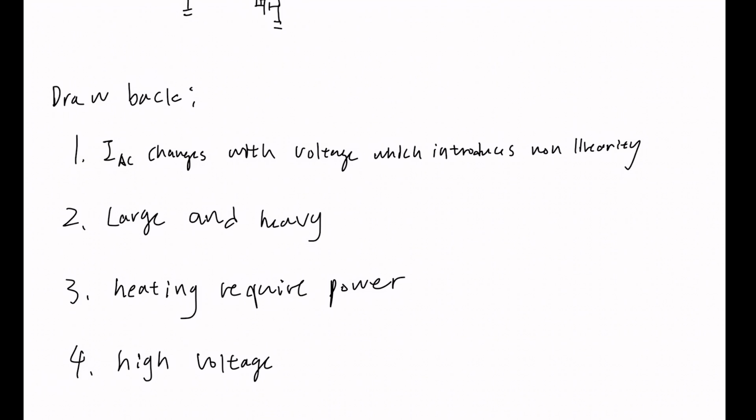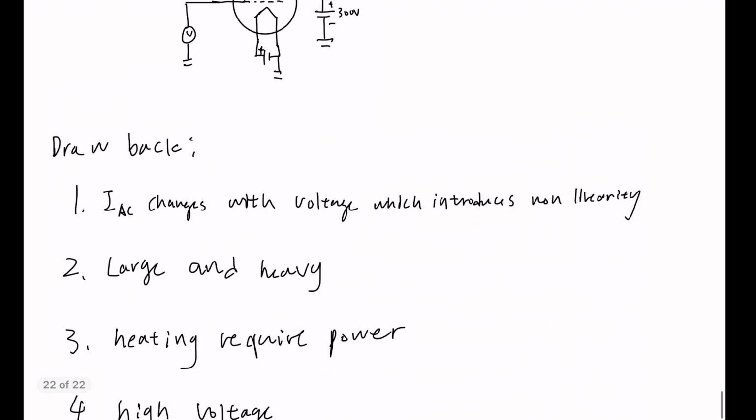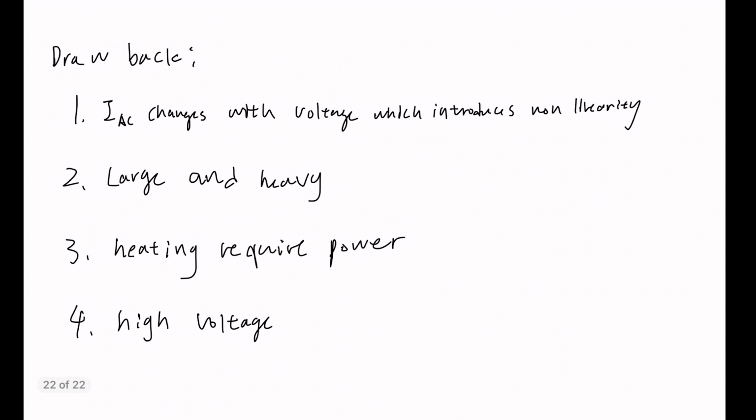So now let's talk about some of the drawbacks of a vacuum tube. The first one is what we just talked about: the I AC, which is the current from the anode to the cathode, will change depending on the voltage, which introduces a nonlinearity. It is very large in comparison to a transistor. We need to heat up the cathode in order to allow it to work, which requires power.